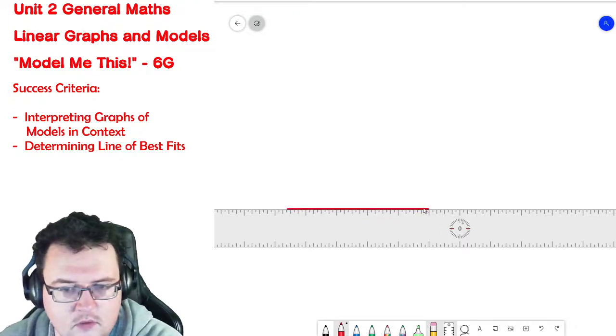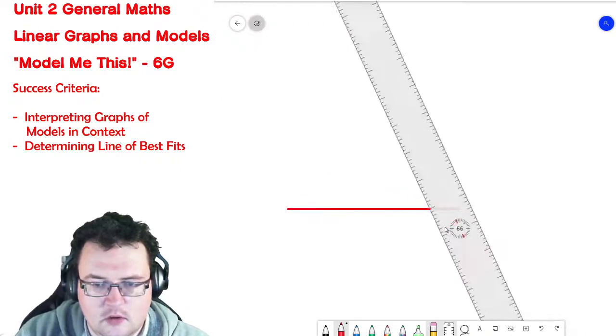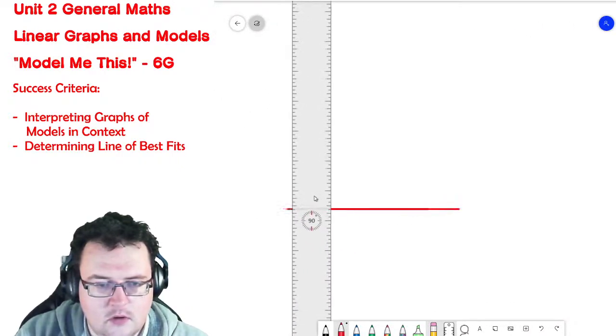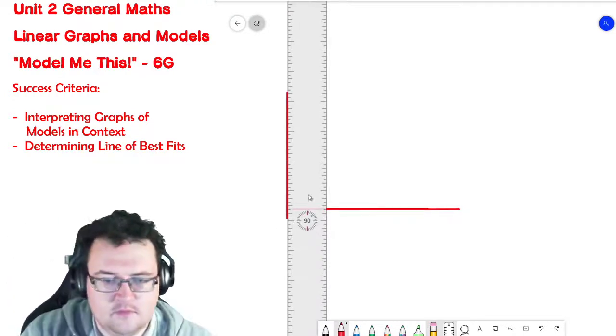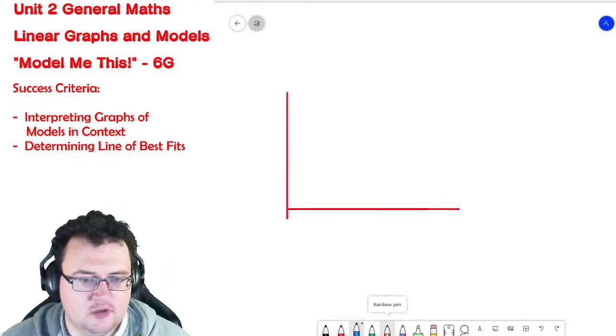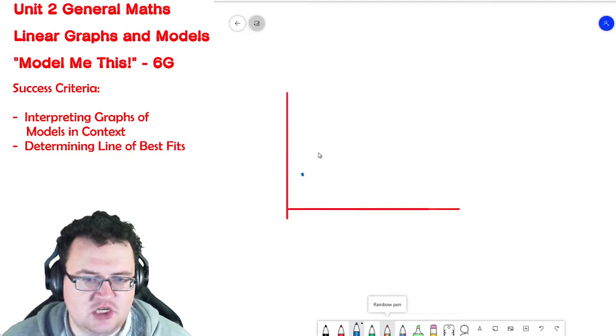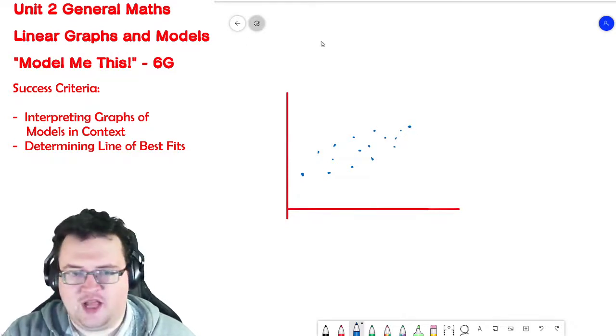So, have an axis here. And I'm going to put some random dots on my page. But what you'll notice is that these dots are all right, they're a little all over the place.